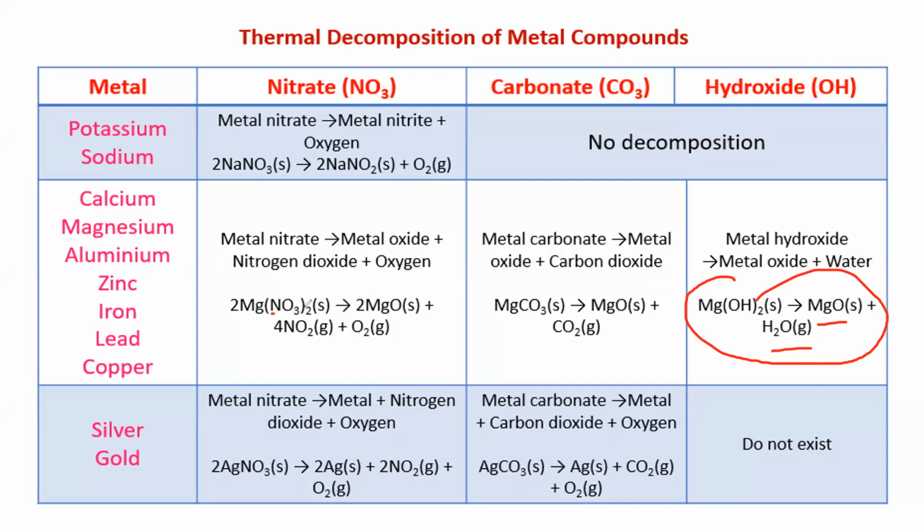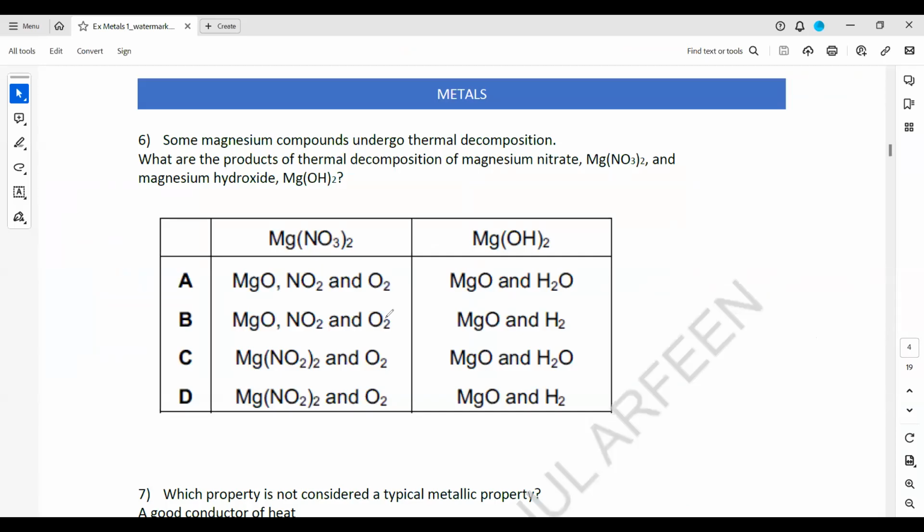And if we are heating magnesium nitrate, we get magnesium oxide, nitrogen dioxide, and oxygen. So which one matches with the correct decomposition? So A matches: magnesium oxide, nitrogen dioxide, oxygen, and water will be there.